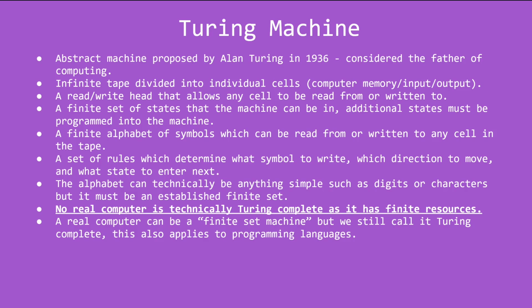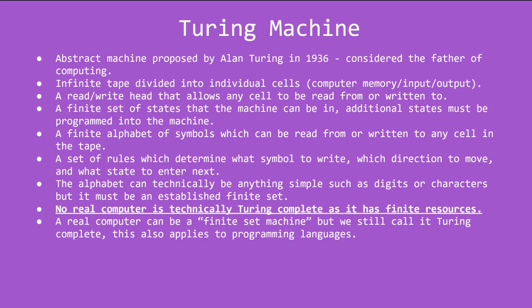It starts with an infinite tape, and the tape is divided into individual cells. Think of it like computer memory, input and output. There's a finite set of states the machine can be in. Additional states have to be added to the machine. The machine itself can't simply create new ones. There's a finite alphabet of symbols which can be read from or written to any cell on the tape. There's a set of rules which determine what symbol to write, which direction to move, and what state to enter next.